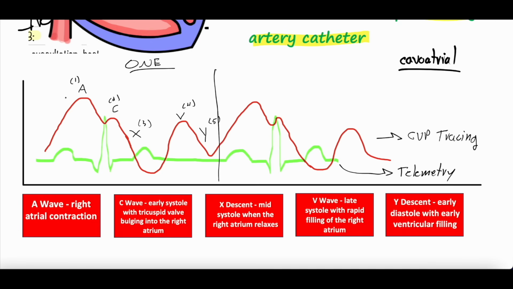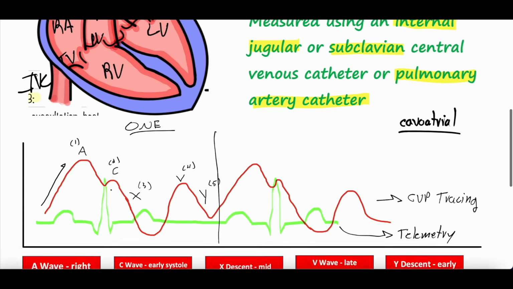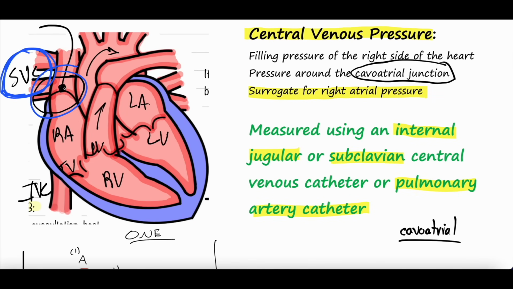And if you can picture that central line measuring the pressure right at that cavo-atrial junction, and then we're going to start a cardiac cycle. And the CVP goes skyrocket high into the A wave. And the A wave is right atrial contraction. If you need help picturing it, we're going to scroll back up. This is where we're measuring the pressure, right at the cavo-atrial junction. So when the right atria squeezes, that's going to increase the pressure in the right atrium, which is going to increase the CVP.